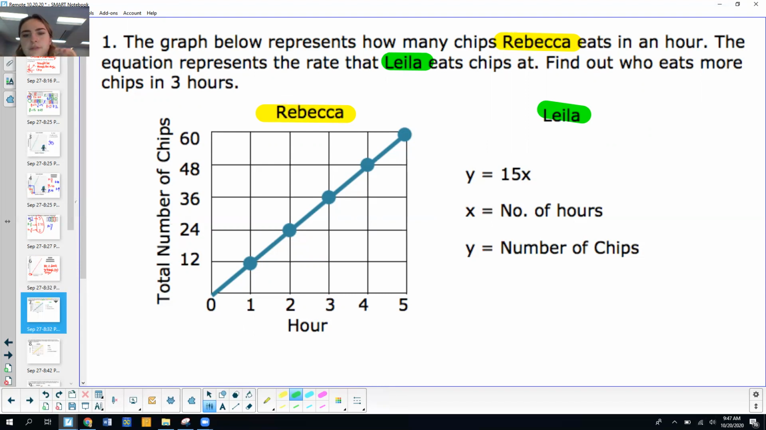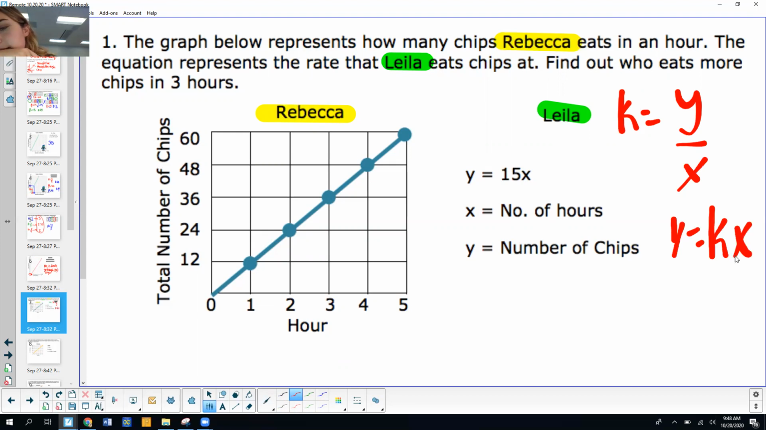So we're comparing a graph to the equation. In this case, y equals 15x. We talked about this a little bit yesterday, how, let me get my pen, another way we can write k equals y over x, or we can write y equals kx. In this case, that 15 is going to be the constant of proportionality for Leela.